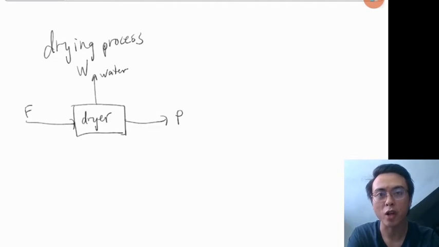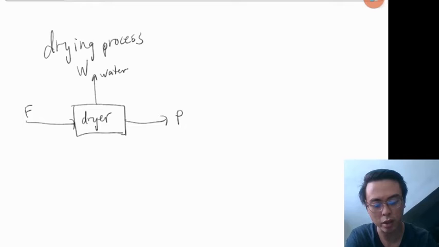The second type of dryer uses hot air to get the moisture from the substance. So this is the process for the second type of dryer.